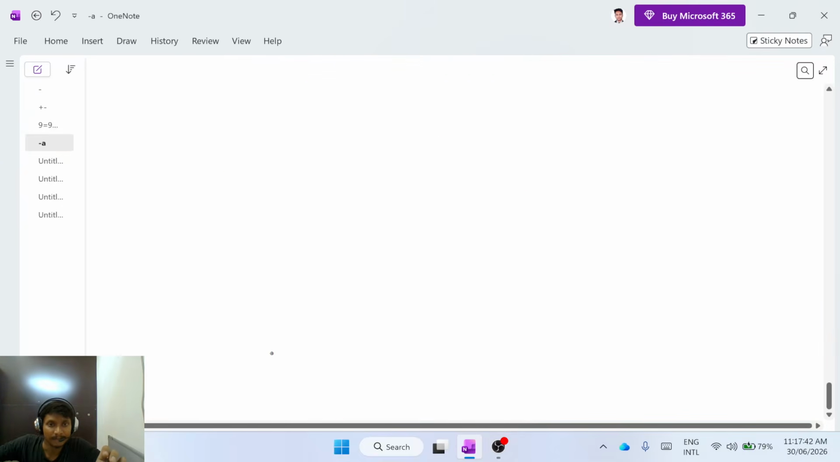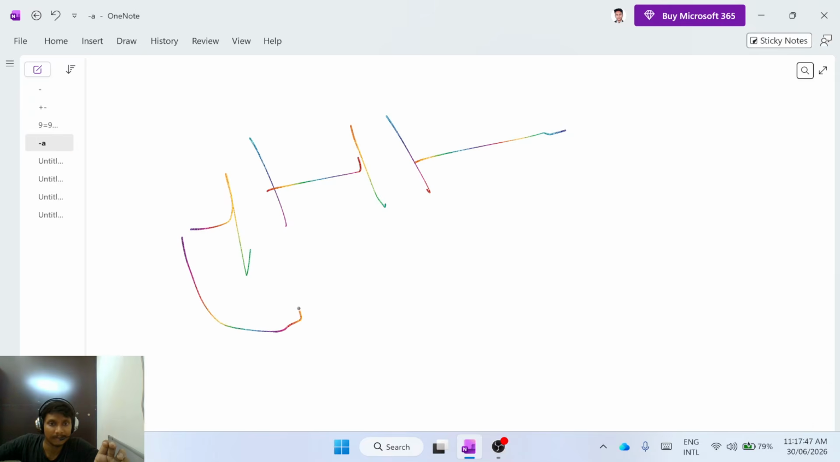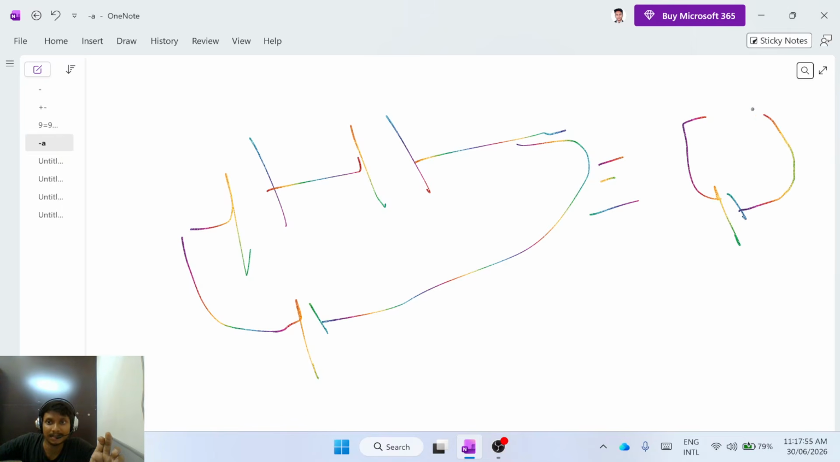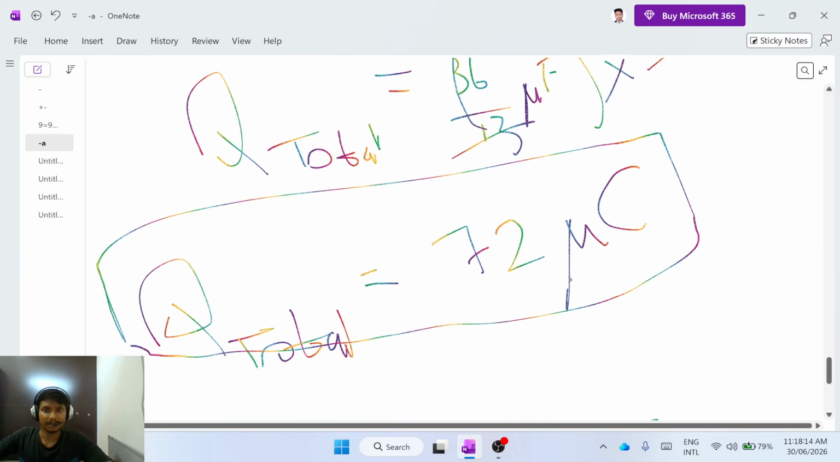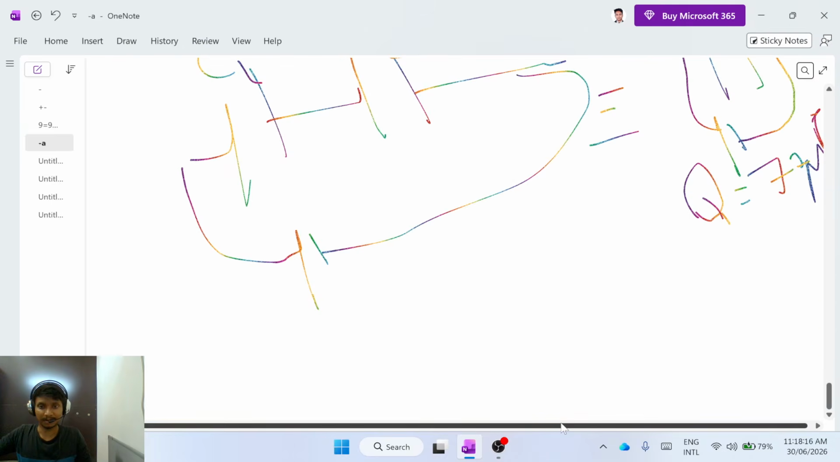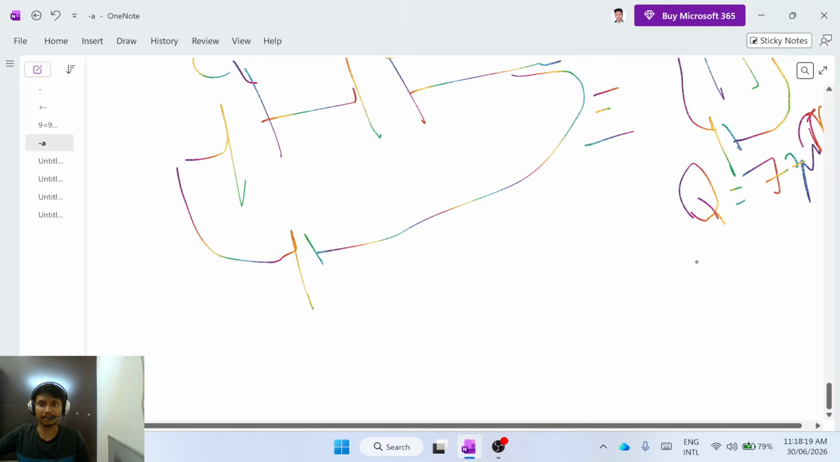The capacitors are in series. This is the initial stage. We assume the equivalent circuit diagram: this is C1, this is C2, and this is C equivalent, with the same voltage. Here we found Q total. Q total is equal to 72 micro coulomb, because the unit of charge is coulomb.